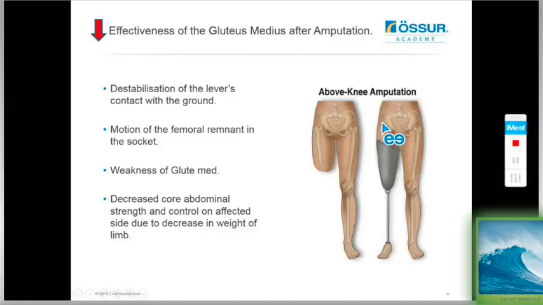We may have just weakness of the muscle because it hasn't worked in this way with weight bearing from surgery during the pre-prosthetic fitting phase. And in all likelihood, we have decreased core and abdominal strength on that affected side due to the decrease in weight of that side for the past 3 weeks or more prior to prosthetic fitting.